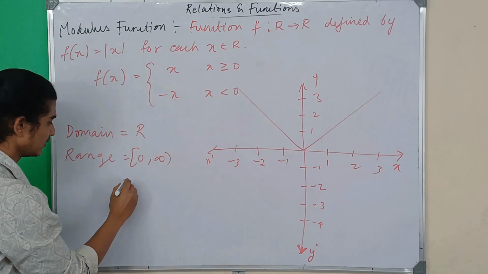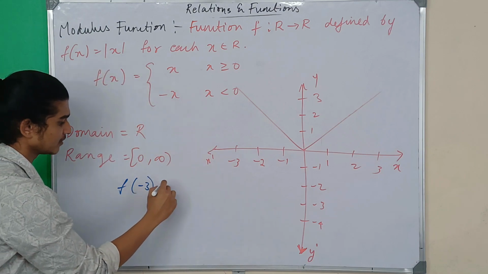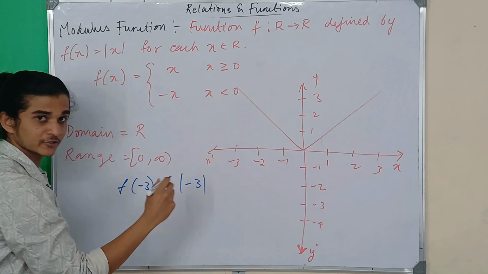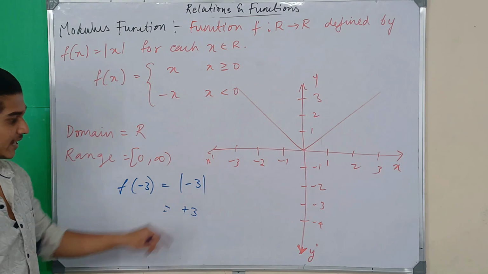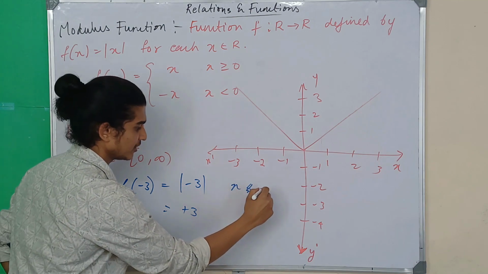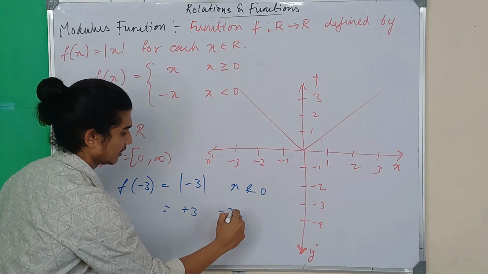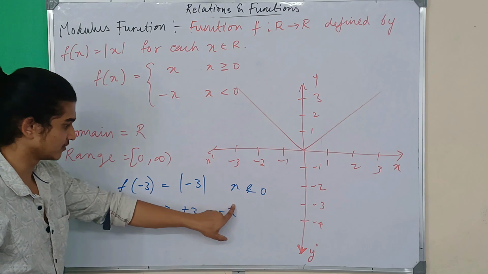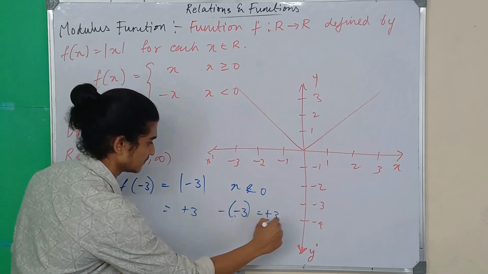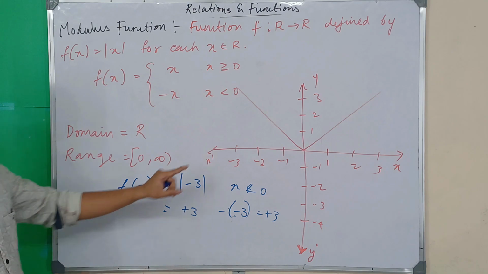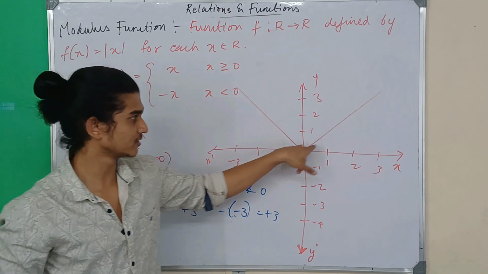For example, suppose you have f of minus 3. If you put mod of minus 3, according to the rule, you just have to convert this into positive and write it like this. Because if x is negative, our x is going to convert to minus of x. In this case, this is minus of 3, which is plus 3. So this is how the modulus function goes, and the graph looks something like this.